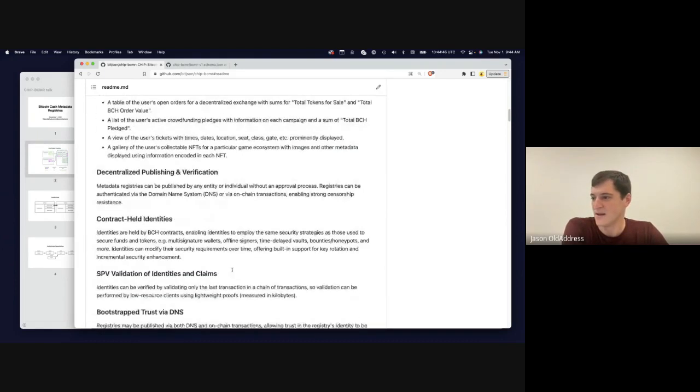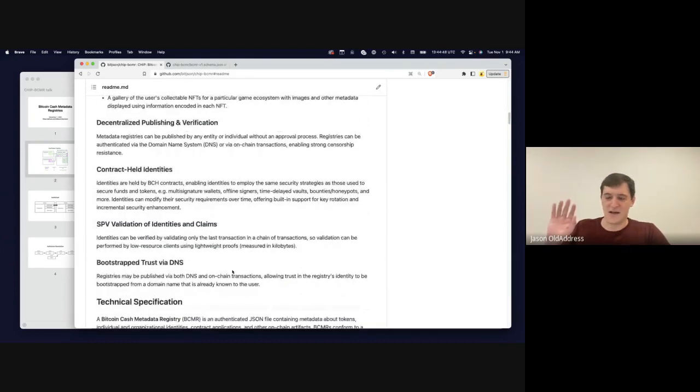And then some other high-level stuff. The entire system itself is decentralized. There's no central entity for how registries are published. Anyone can publish a registry. They can publish them on HTTPS, as a normal website, or they can publish them via on-chain transactions, which is significantly more censorship resistant. You can't have your domain name taken. Your domain name is not your root of identity. Instead, you use Bitcoin Cash for the root of the identity.